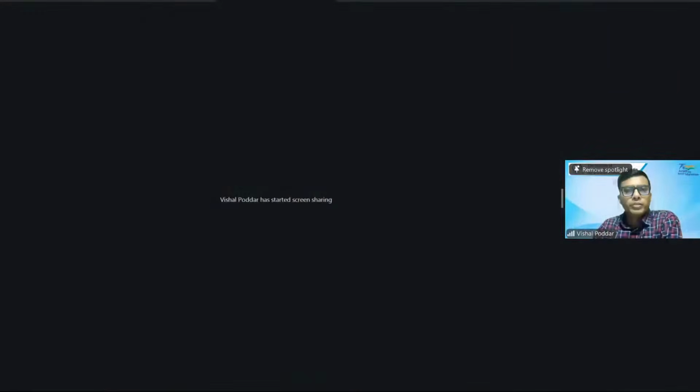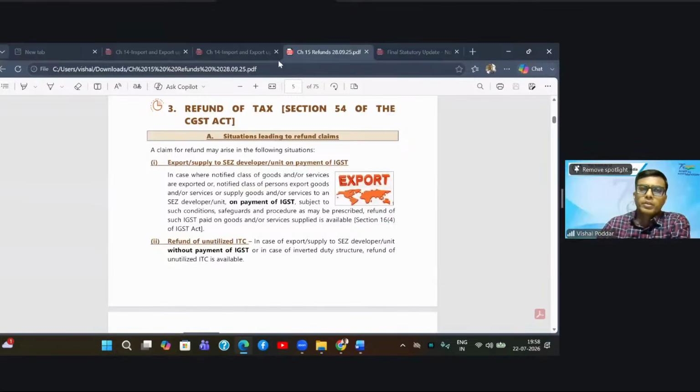So we go to the next topic for today, that is refund. Now, students, this is more of a procedural topic. So let us try to understand. Refund is covered under Section 54 of the CGST Act.